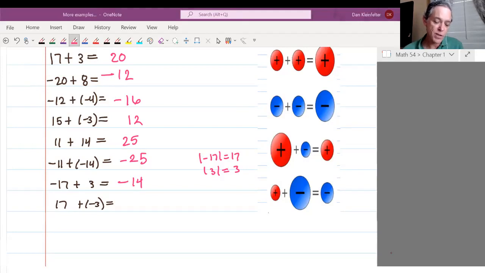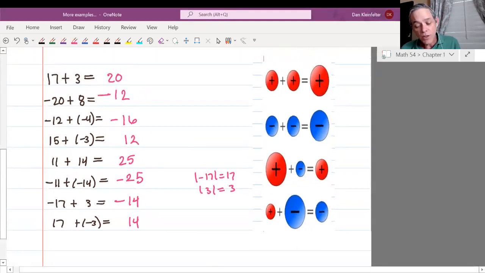Negative 17 plus 3 was negative 14. The absolute value of negative 17 was 17. The absolute value of 3 is 3. 17 minus 3 is 14. 17 plus negative 3, the absolute value of 17 is 17. The absolute value of negative 3 is 3. 17 minus 3, 14. What's different this time is that the number with the bigger absolute value is the positive one, and so our final answer is positive 14.